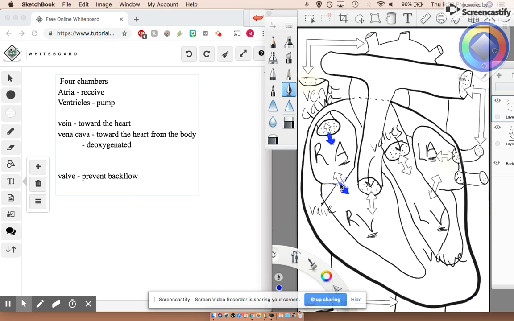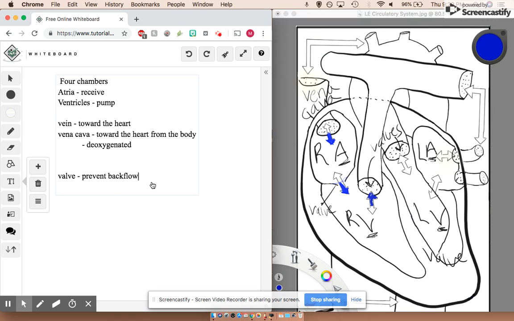Okay, so then from there, the right ventricle pumps the blood up and out through an artery. Arteries bring blood away from the heart, okay? And it's deoxygenated, so it's got to go pick up some oxygen from the respiratory system. So this time we're going to see that word pulmonary. It's going to be an artery because it's bringing blood away from the heart. So it's going away from the heart toward the lungs.